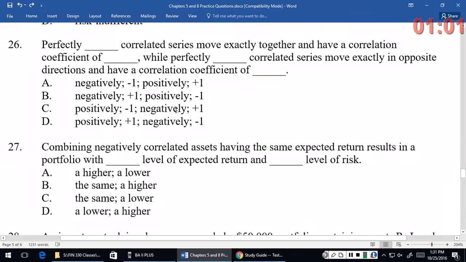Number 26, I'm not going to read through all of that, but I can tell you the answer is D. Perfectly positively correlated has a correlation coefficient of +1, perfectly negatively correlated has a coefficient of -1. So the answer is D for number 26.